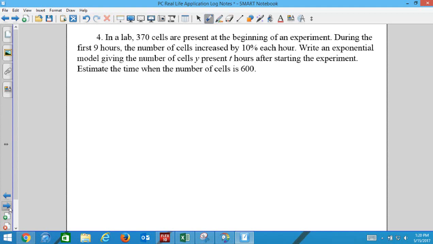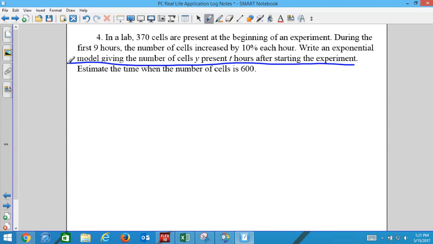That's fine. Oh, okay. In a lab, 370 cells are present at the beginning of the experiment. During the first 9 hours, the number of cells increased by 10% each hour. Write an exponential model giving the number of cells y present t hours after starting the experiment. So this sentence says we're going to find an answer. It's just going to be a model. It's just going to be an equation.